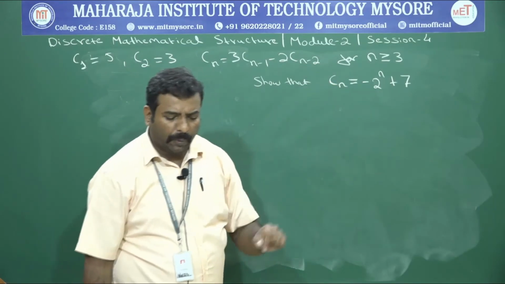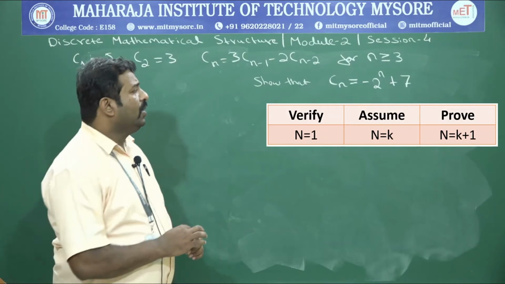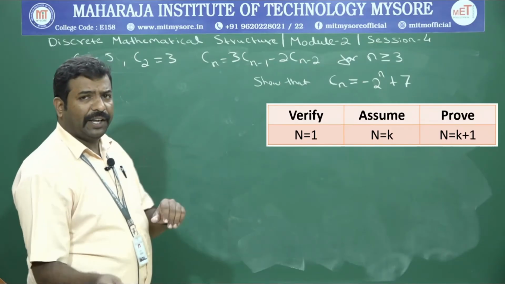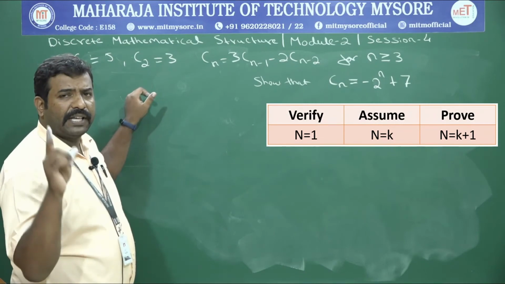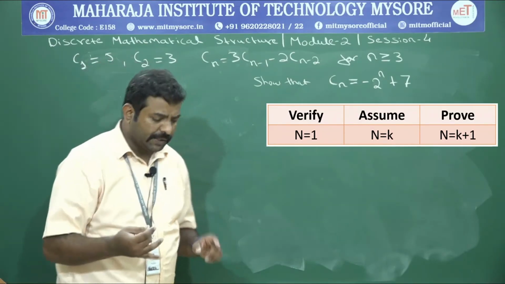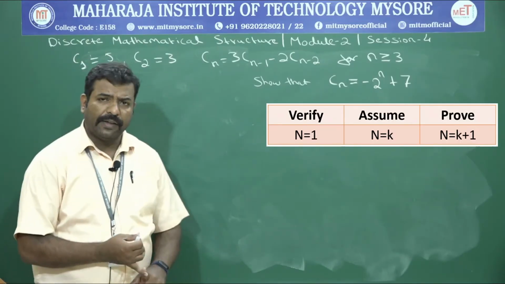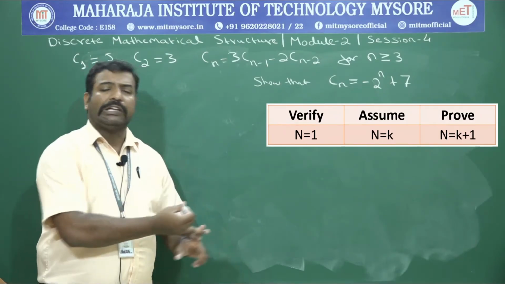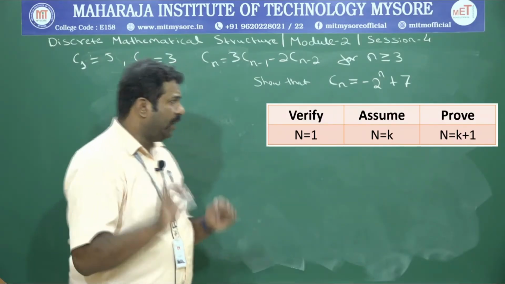Now, how to show or prove this? To prove this, we can think about mathematical induction again. Now, to prove it with mathematical induction, we know C1 and C2. The very first step is to verify. If you have forgotten, let me give a recap. In mathematical induction, first I need to verify. Second, I need to assume the given equation is true for the kth element, and I need to prove it for the k plus 1 element. Fine.